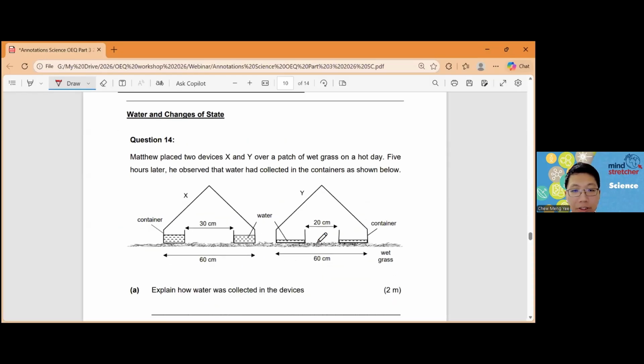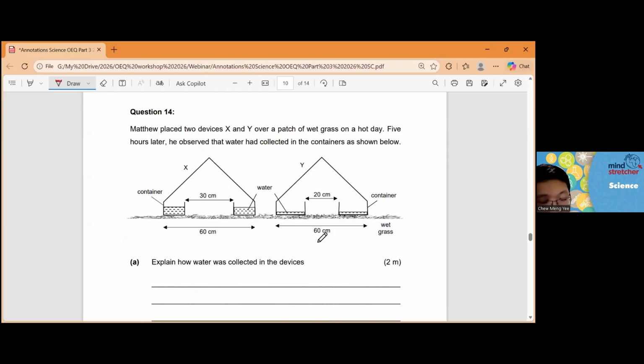All right, water and changes of state. Now, a very common topic tested for the PSLE. It may not be this exact same question, but some of the main things are essentially the same. The concepts are the same. Explain how water was collected in the devices. Let's try to understand what's happening here. We have these devices, X and Y. They are placed over wet grass on a hot day. Some hours later, water was collected in the containers. Here is the water that is collected here.